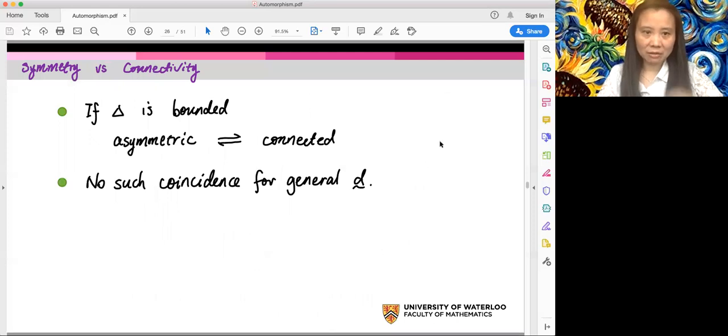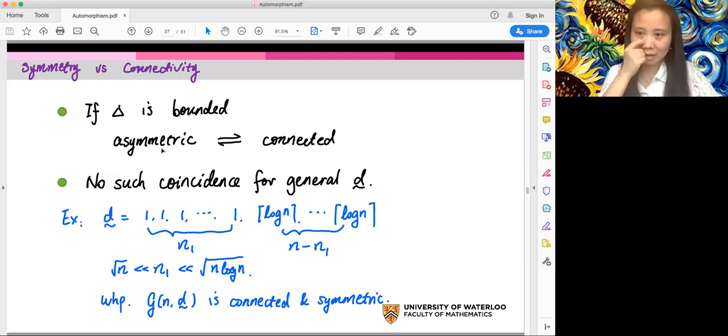Okay, so now we have seen some kind of coincidence between the graph symmetry and the graph connectivity. For both G(n,p) and G(n,d), where the degree sequence is bounded, typically a graph is asymmetric if and only if it's connected. But interestingly, this doesn't really hold in general for a general degree sequence d.